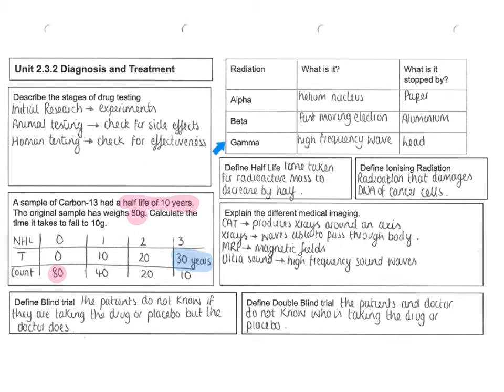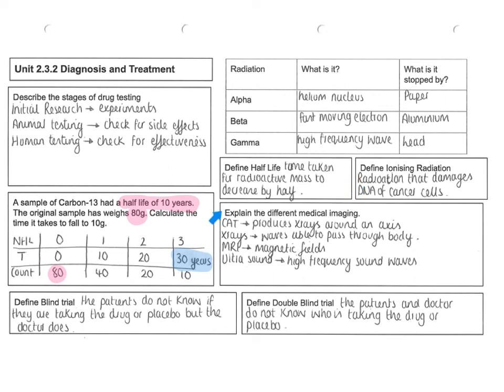So we've got alpha, beta, gamma. Our alpha is our helium nucleus because it's 2 protons and 2 neutrons, and it is stopped by paper. Beta is a fast-moving electron, and it is stopped by aluminium. Gamma is a high frequency wave, and it is stopped by lead. Half-life is the time taken for radioactive mass to decrease by half. And ionizing radiation is radiation that damages the DNA of cancer cells, and that's used in cancer treatment.